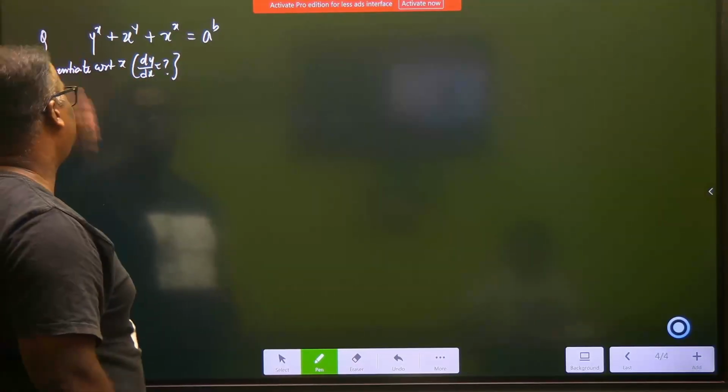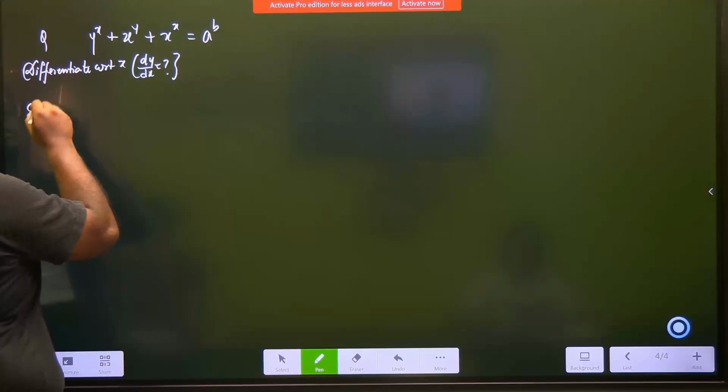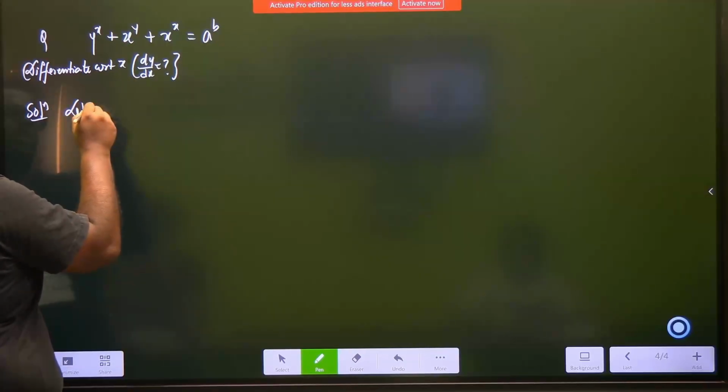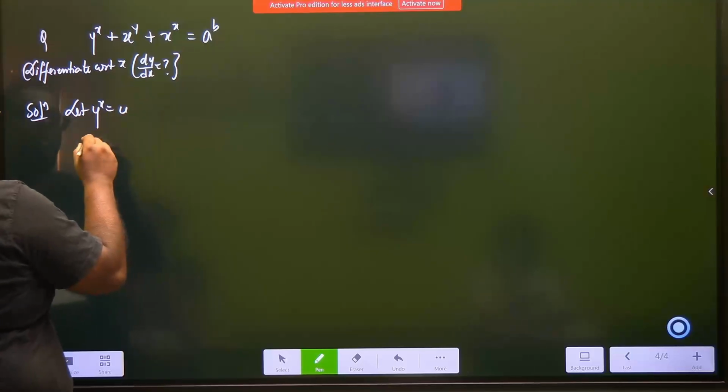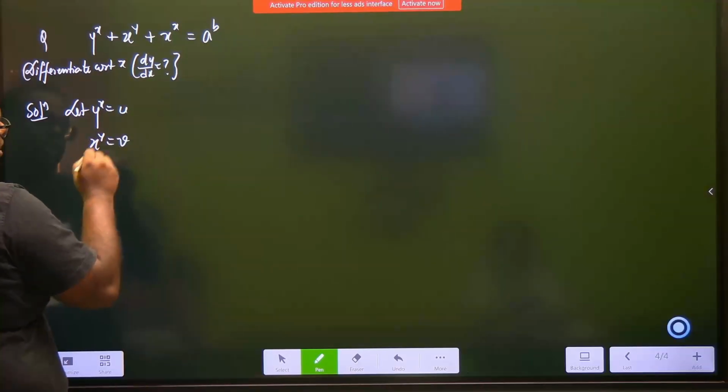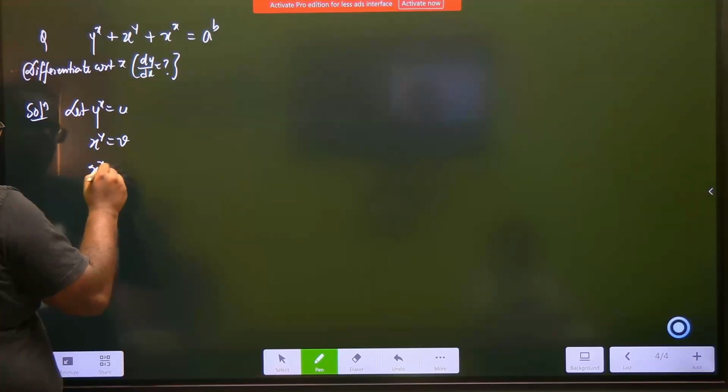In this case, we will do some assumptions. Let's see. We say let y to the power x be equal to u, x to the power y be equal to v, and x to the power x be equal to w.